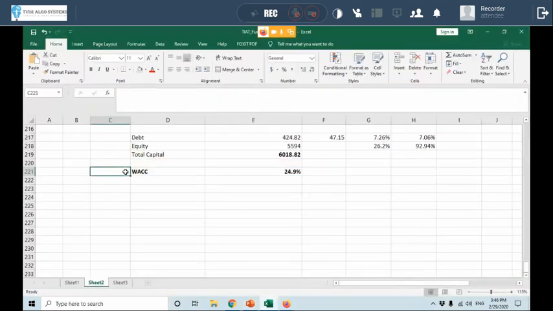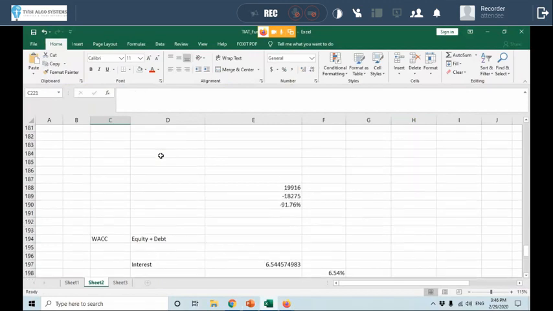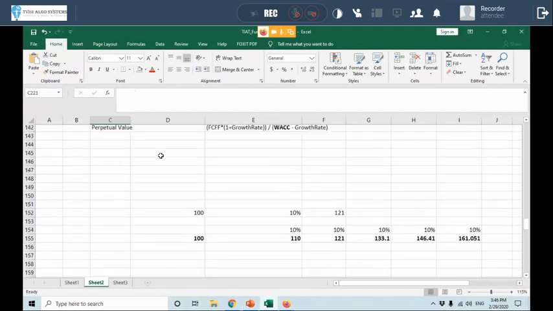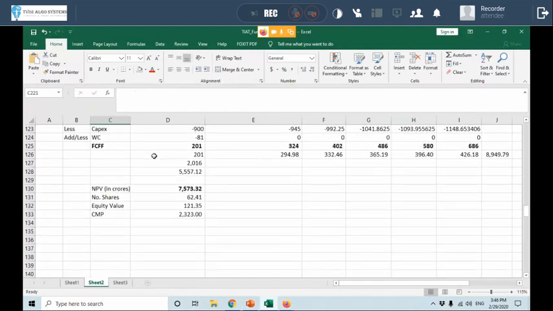So this is your WACC. This is how you do valuation of any company. And when you do this valuation, this equity value or market value that you get, this is what you target. So you see what is the equity value that you are getting and what is the current market price.